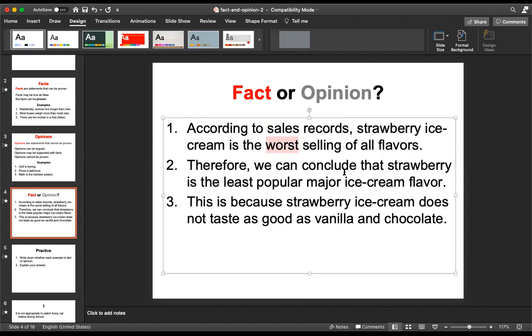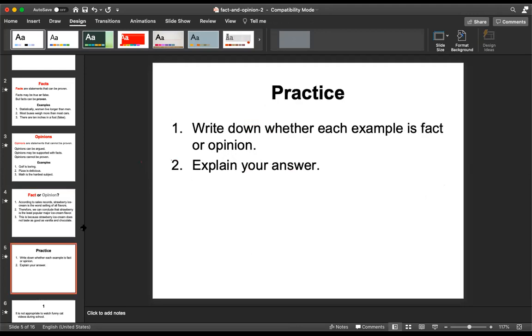Next one, therefore we can conclude that strawberry is the least popular major ice cream flavor, okay? So we can prove that this is because strawberry ice cream does not taste as good as vanilla or chocolate. This is the opinion one, because just because it's the worst selling does not mean that it is the quote unquote worst tasting. That's up to everybody's own opinion. Okay. I like vanilla. Some people like chocolate. You like strawberry. It's okay. It's fine. Next one.